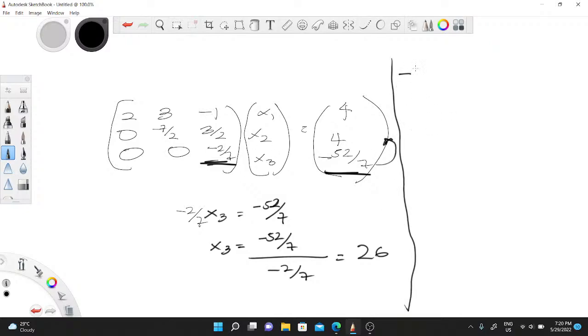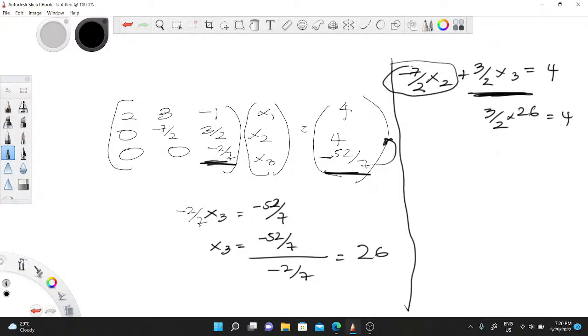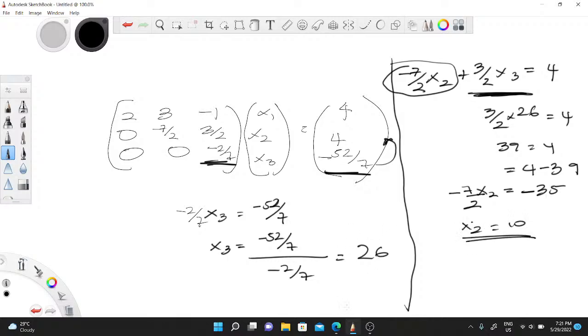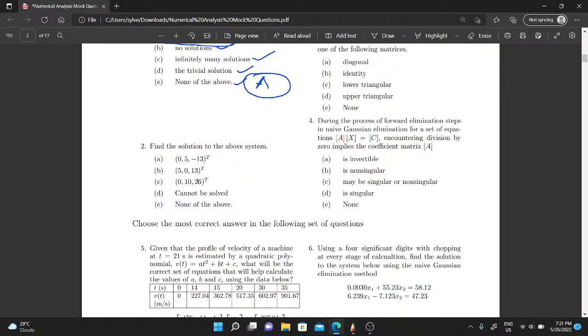So that's how back substitution works. We move from here to this side. We have negative 7 on 2 x2 plus 3 on 2 x3 is equal to 4. We have this particular value as 3 on 2 times 26 is equal to 4. So let's work this out before we include this part. Then we have 39 giving you 4. Moving this over the equal sign to get 4 minus 39 to give us negative 35. And then you have 7 on 2 x2 from this side, and then do a cross multiplication and you find out the answer. This becomes 10.